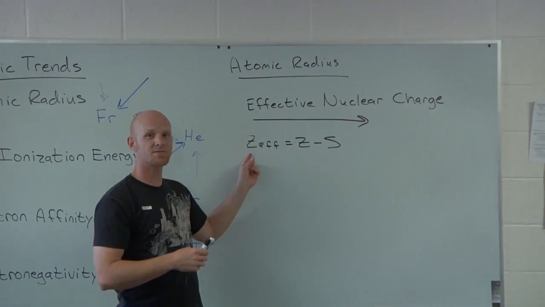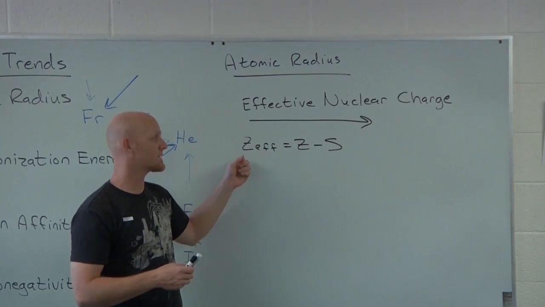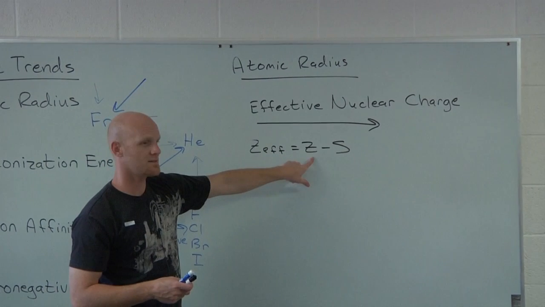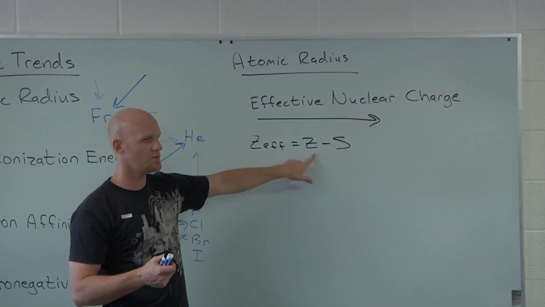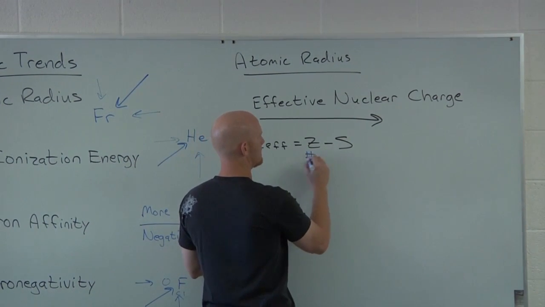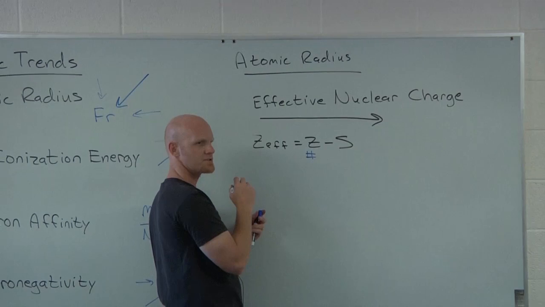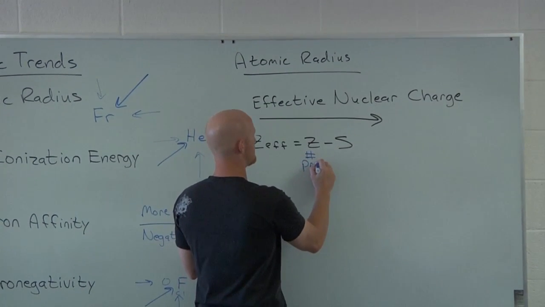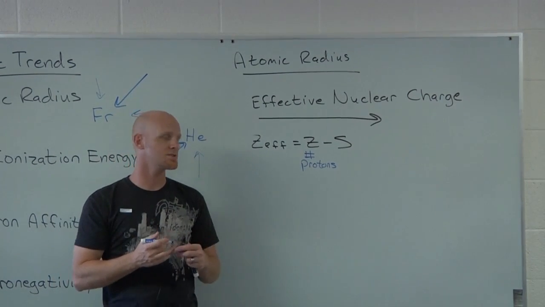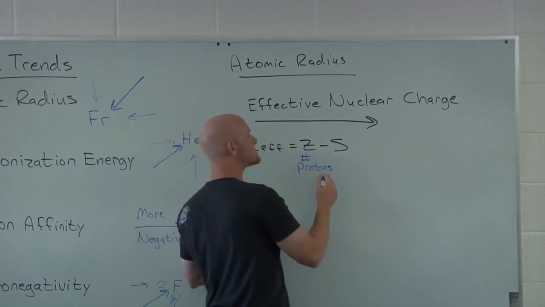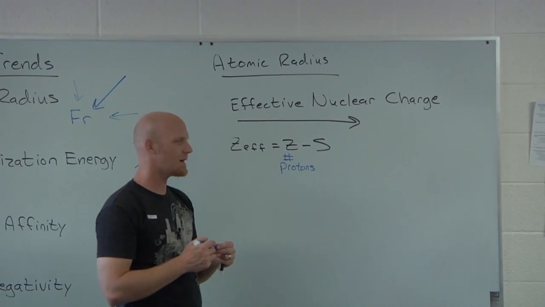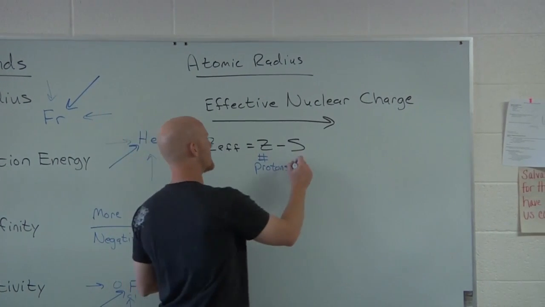Z effective, Z stands for charge in general, and in this specific case it stands for nuclear charge. So Z effective is effective nuclear charge. Z is then just plain old nuclear charge. Why does the nucleus have a charge? What's in there that's charged? Protons. The number of protons, since they're each plus 1, is the Z, in this case, just the nuclear charge. And then S stands for shielding or screening electrons. We'll talk about what that means in a sec.